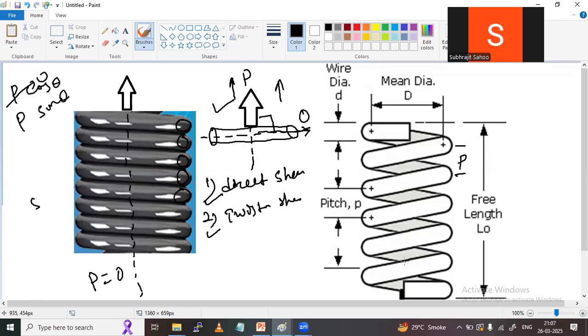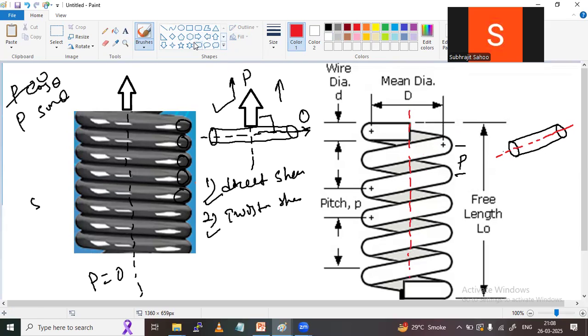Now come to the open coil spring. Let me draw this open coil spring wire. This is the wire, and some angle is there, because only when the angle is more than 10 degrees can we say it is an open coil spring. And this is the wire axis. Here the load is applied, and this middle one is the spring axis, the coil axis.